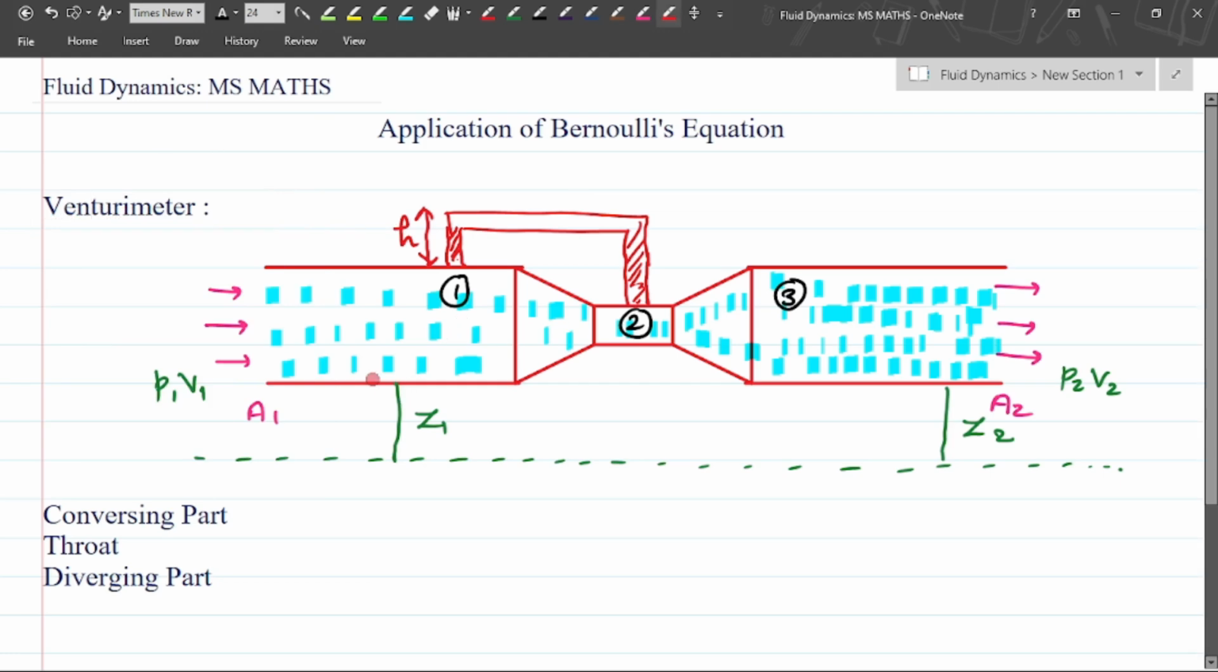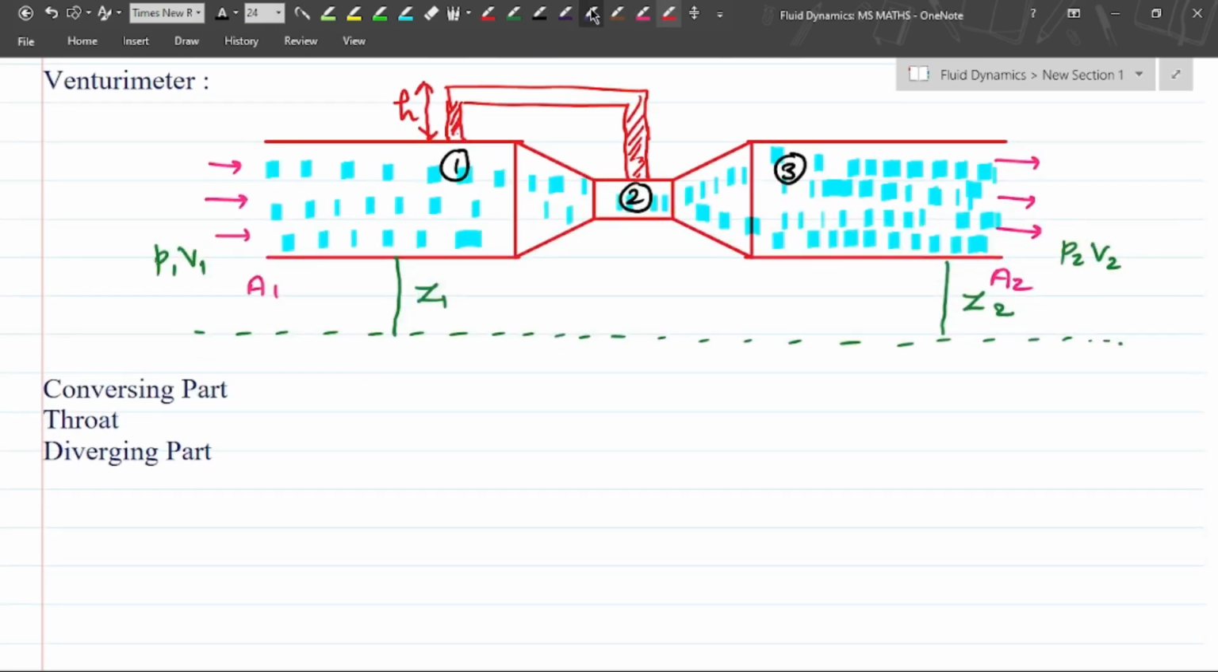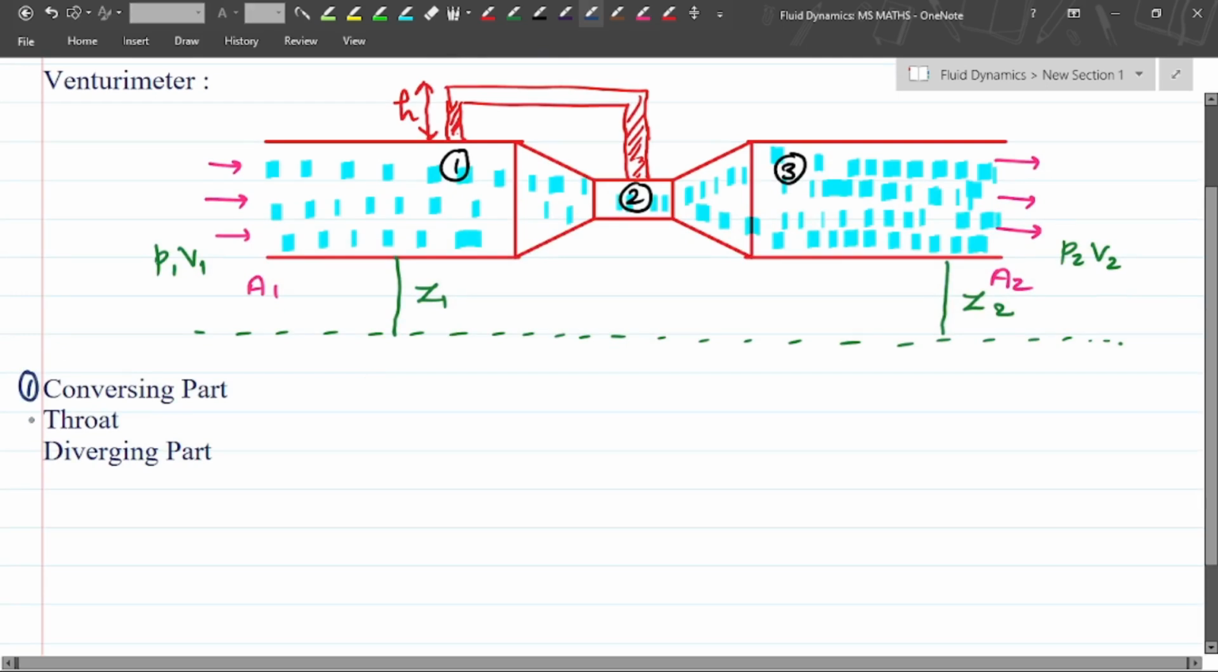Okay, so in the Venturi meter there are three parts. The first part is the converging part, the second is the throat, and the third is the diverging part. Converging part means the fluid enters from here, and the throat is where the area is less than this area. This is the area A2, and next is the diverging part where the fluid goes outside.